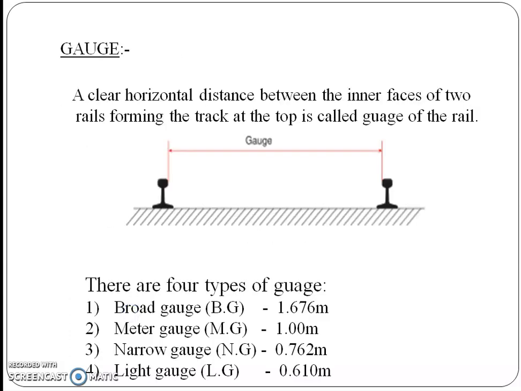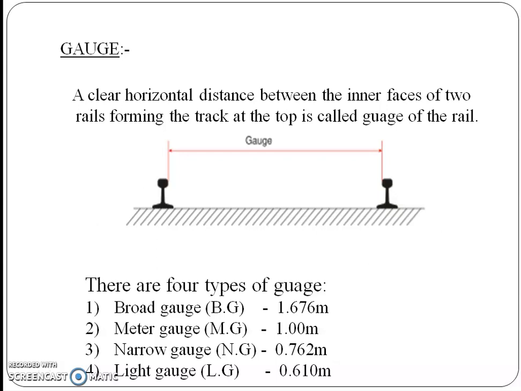So here I have given an overall view of the components of the permanent way of a railway. The first one is the rail, then sleeper, ballast, sub-ballast and embankment. Whatever load is coming from the moving rail is resisted first by the rail, then transferred to the sleeper, through the sleeper to the ballast, then sub-ballast, embankment, and finally it is distributed in the ground.